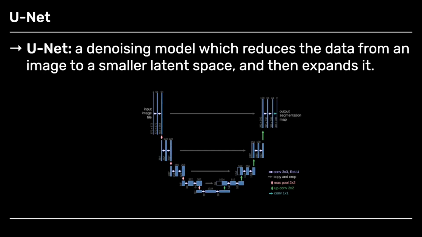The individual denoising models are a special type of neural model called a U-net, which I won't go into details of, but they start with the data from an image. They reduce it down to a smaller latent space and then they expand it back up, a bit like an autoencoder. And when you draw a diagram of that, you can do it in a U-shaped way, so that's where they get their name from.